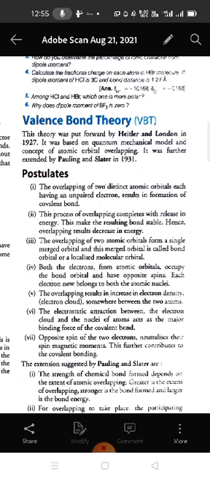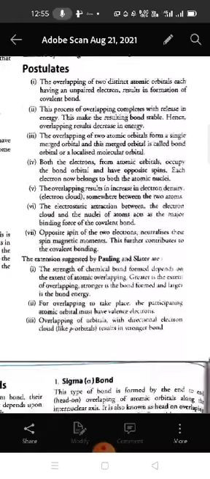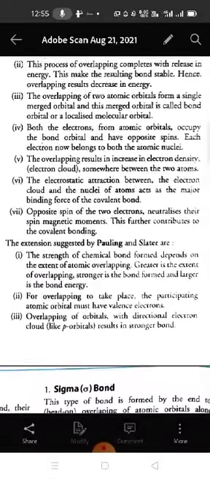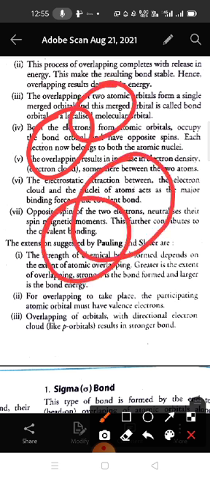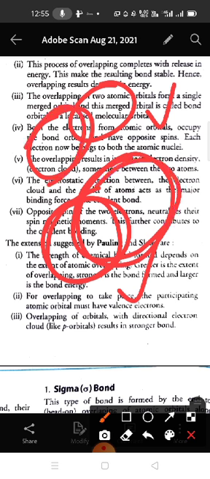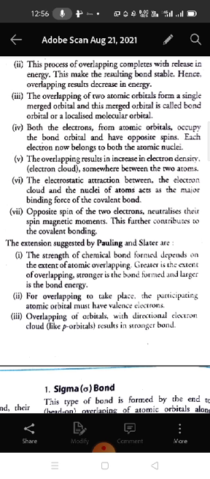next are the extensions suggested by Pauling and Slater. The first extension is that the strength of the chemical bond formed depends on the extent of atom overlapping. The greater the extent of overlapping, the stronger the bond formed, and the larger the bond energy. So if the overlapping is like this, and another overlapping is like this, then this bond will be stronger than this one, because here you can see the overlapping is more in comparison to this. So more overlapping, more will be the strength of the bond.